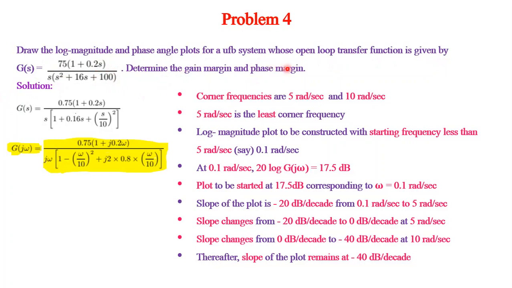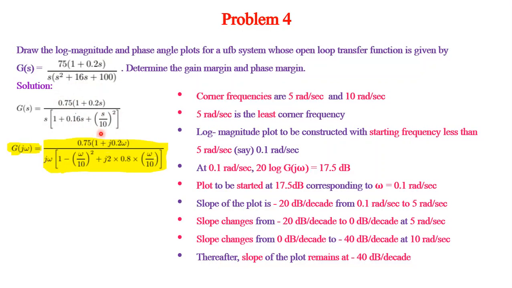First of all, for any Bode plot problem we have to check whether the transfer function is in the time constant form or standard form. This 1 plus 0.2s is in standard form, but this complex conjugate pole factor is not in the standard form. Actually we have to write it as 1 minus u square plus j 2 zeta u. To write that I am taking this 100 outside. When I take the 100 outside, 75 by 100 is 0.75. What is left is 100 becomes 1, 16s becomes 0.16s, and since I am dividing by 100, here this will be s by 10 whole square.